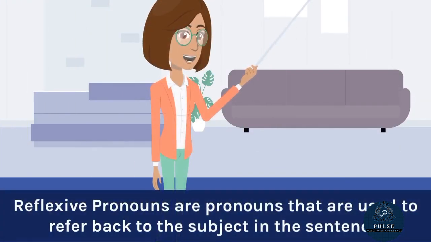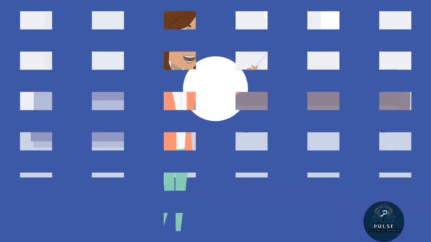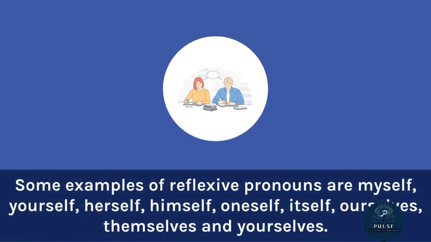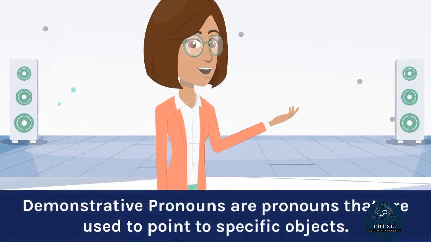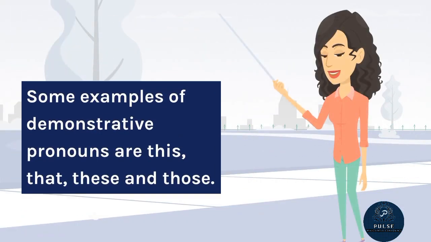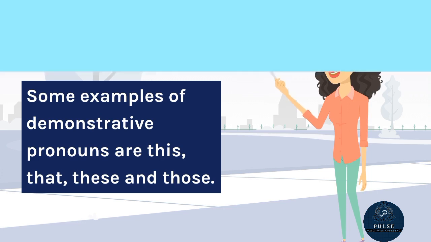Reflexive pronouns are pronouns that are used to refer back to the subject in the sentence. Some examples of reflexive pronouns are myself, yourself, herself, himself, oneself, itself, ourselves, themselves and yourselves. Demonstrative pronouns are pronouns that are used to point to specific objects. Some examples of demonstrative pronouns are this, that, these and those.